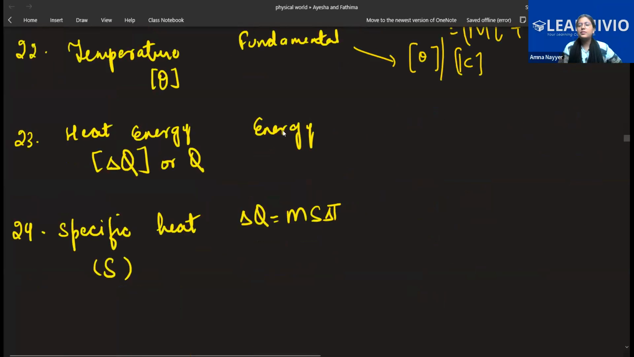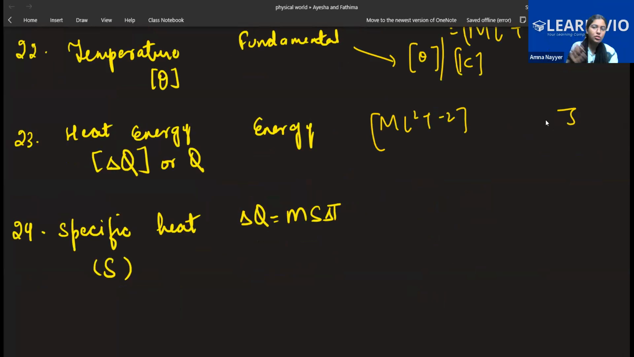Now heat energy, whether it's heat energy or work done, will be the same. So that is M L square T to the power minus 2. Energy's SI unit is joule, same as that of work done. You know the CGS also for that. CGS only till the first table you should remember. That's why I have separated them. Those are important for CGS. Now till here you can just see the SI.